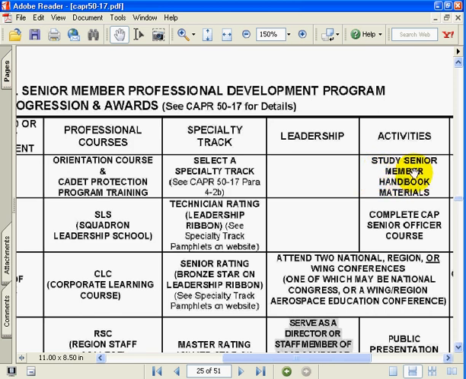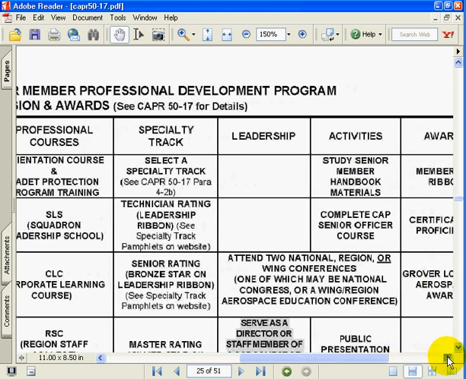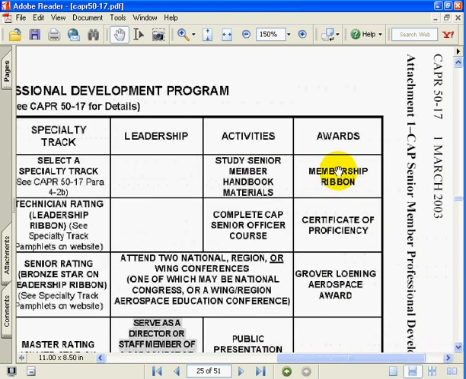Activities that you will receive materials in the mail talking about these various programs. And as a result, the final award for this program is a membership ribbon that you can wear on your uniform. And it's typically the first ribbon that senior members get.